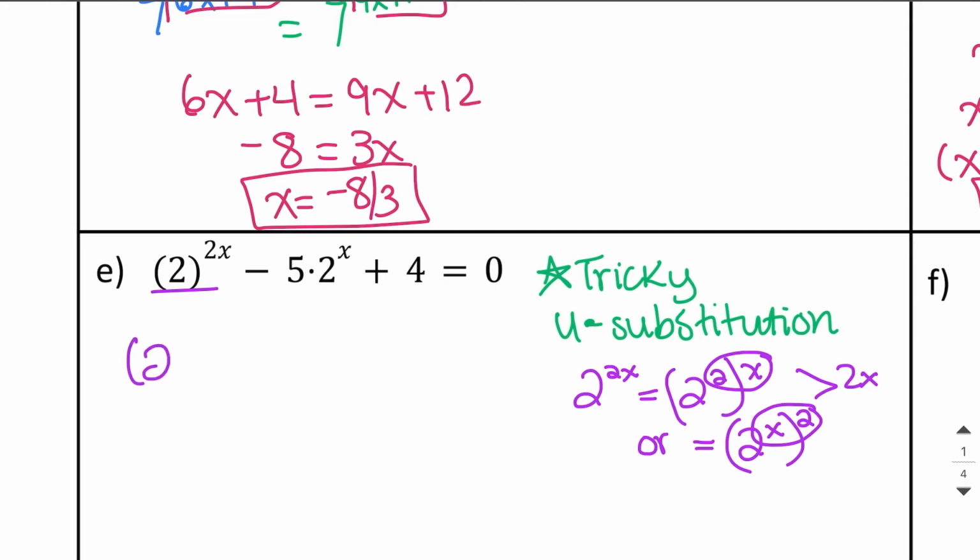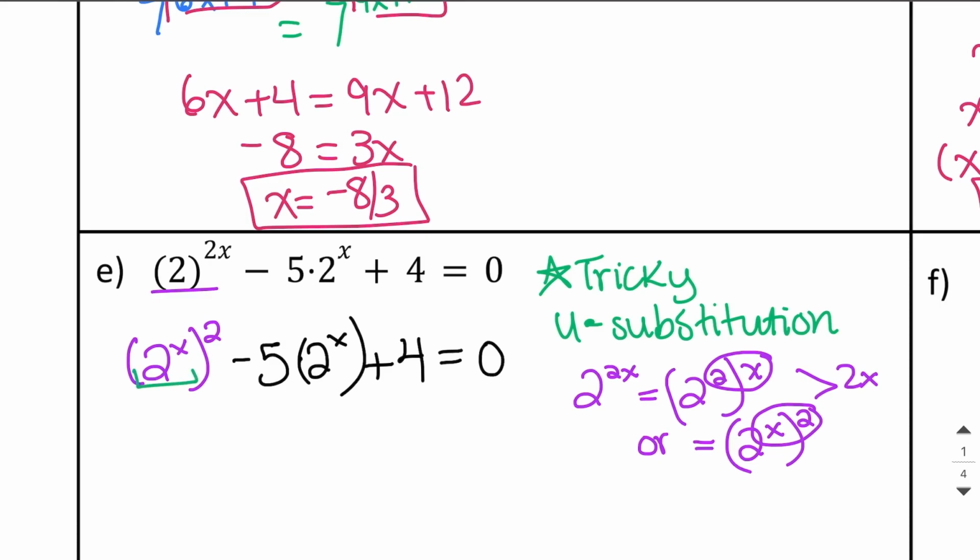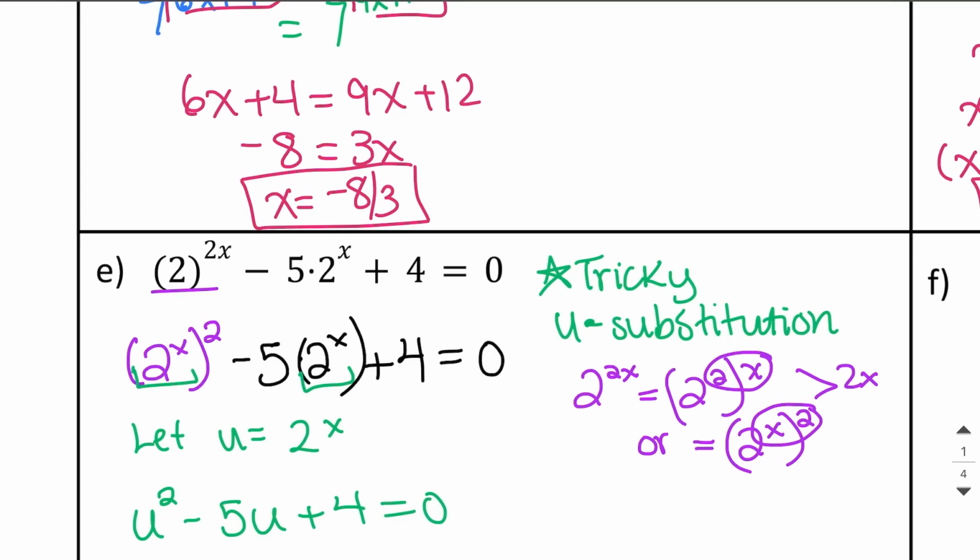So I'm actually going to rewrite this as 2 to the power of x all raised to the power of 2, and then I'm going to copy down the rest of this. Minus 5 times 2 to the power of x plus 4 equals 0. So now, because this is 2 to the power of x right here, I'm going to let u equal 2 to the power of x. By doing that, I now have u squared minus 5u plus 4 equals 0. See here, this is u squared, minus 5 times u, and then plus 4.